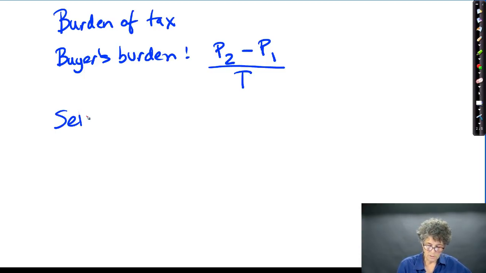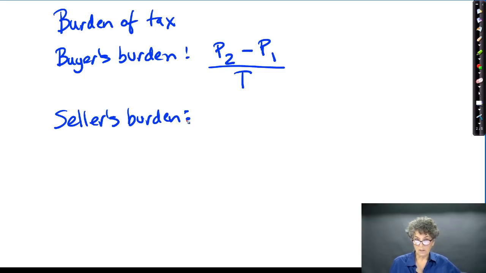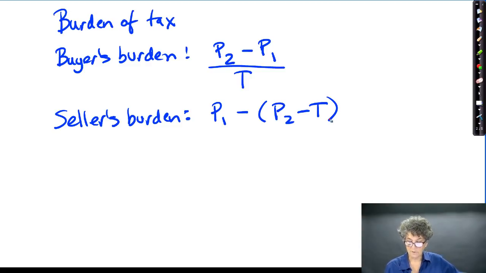The seller's burden is measured by comparing the amount that the seller retained before the tax with the amount that the seller retains after the tax. And so we're going to take P1, which is what they retained initially, and subtract from that, in parentheses, P2 minus T, the amount they retain after the tax, and again express that as a percentage of the tax T. Notice that the buyer's burden and the seller's burden add up to 100%. So P2 minus P1 plus P1 minus parentheses P2 minus T, that all equals T. So the sum of this is going to be 100%.